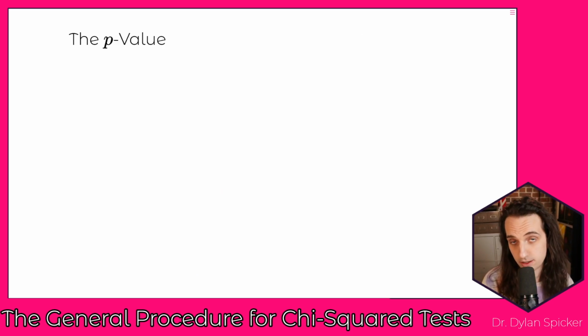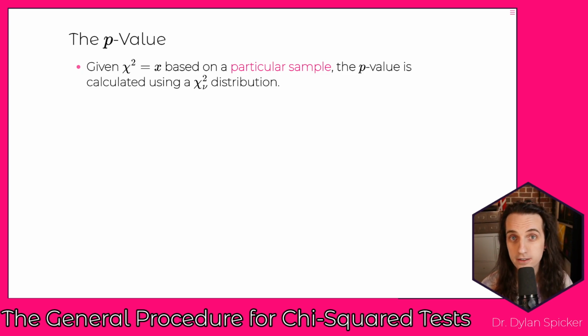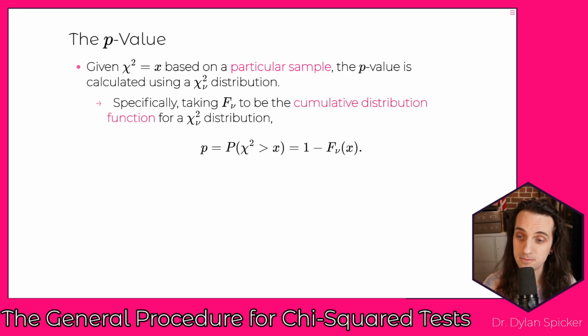So once we know our null distribution and we know how many degrees of freedom there are, then we have to calculate our p-value. Okay, and so suppose that we've calculated that the chi-squared test statistic is equal to x for some particular sample. Then the p-value is going to be calculated based on this chi-squared nu distribution, where nu is the number of degrees of freedom that we've worked out based on the hypothesis here.